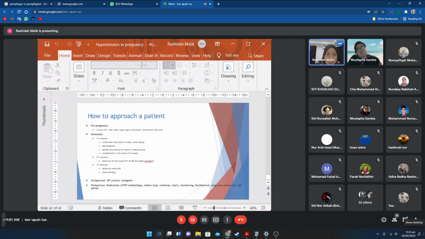Okay? Any other question? Doctor, in the chat box there's a question. The question is, how do we manage the patient with eclampsia apart from administering the magnesium sulfate?